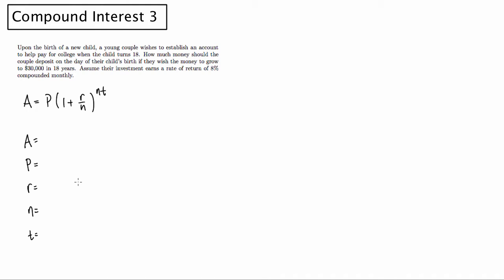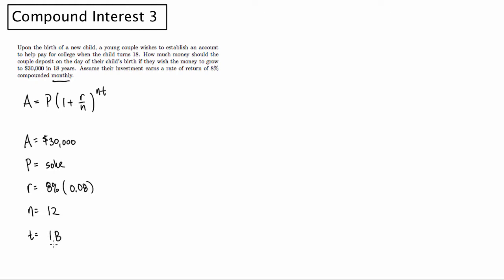solve for. In this case, the future value of the account is $30,000. That's made plain by the fact that that's how much we want the account to grow into 18 years later. And so the present value, or principal amount, of the account is the amount that we want to solve for in this problem. The interest rate is 8%, but remember we're going to enter this as a decimal into the formula, so it's 0.08. And then N is the number of compounding periods per year, which in this case says monthly, so that implies that N is 12. And the time frame for this is over 18 years.